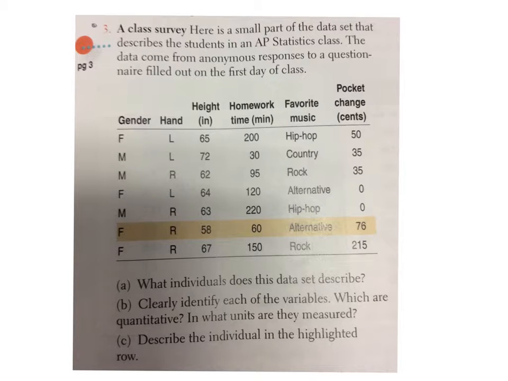And then it says, describe the individual in the highlighted row. Here we go. So this individual, who will remain anonymous, is female, right-handed, 58 inches tall, and spends 60 minutes on her homework. She likes alternative music and has 76 cents in her pocket. Boom, done.